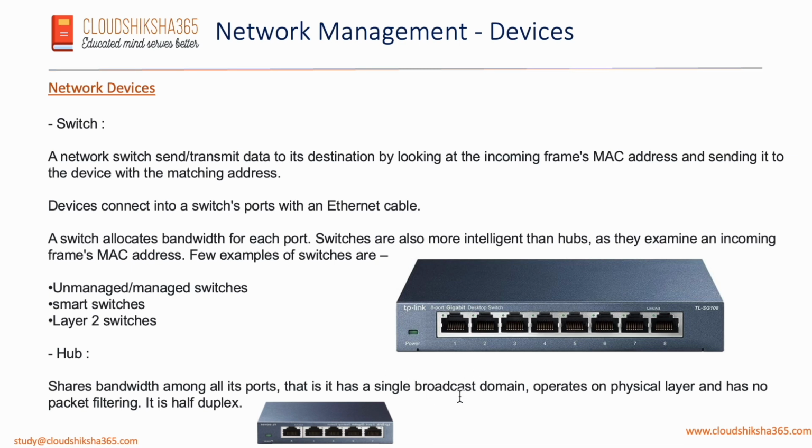That is what we call the single broadcast domain, and the hub works on the physical layer, and it has no packet filtering. An important thing is that it is half duplex. Let's say there is device 1 and device 5. If device 1 is sending data, then at that time it can only send data, it cannot receive data in the same way. That means it's half duplex. First it sends data and then it receives data. However, switches are full duplex devices, so at the same time they can send and receive data packets. So this was a small overview of one of the most basic devices that we use within the network, the switch and hub.